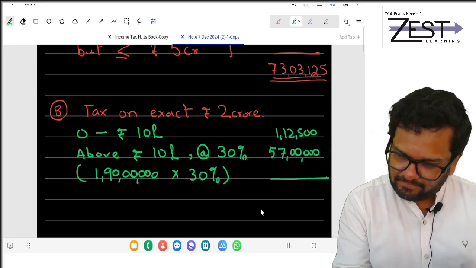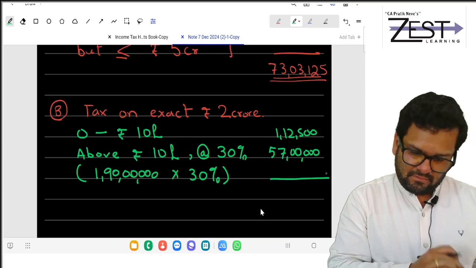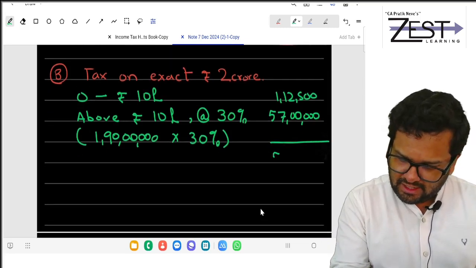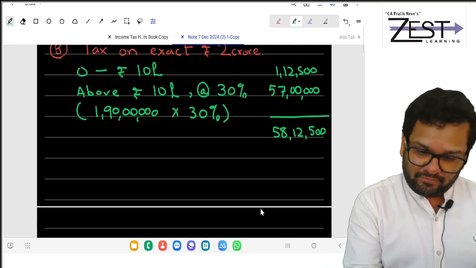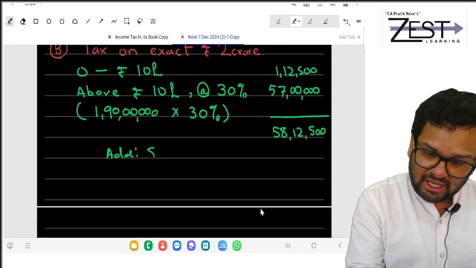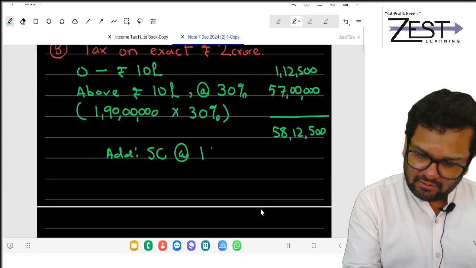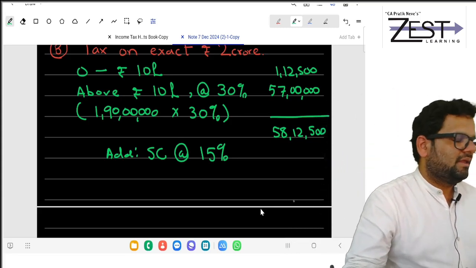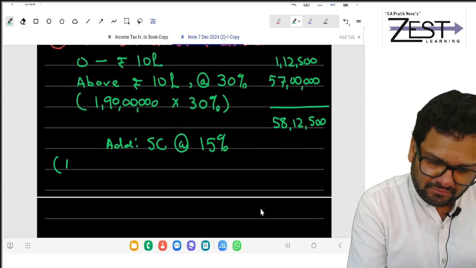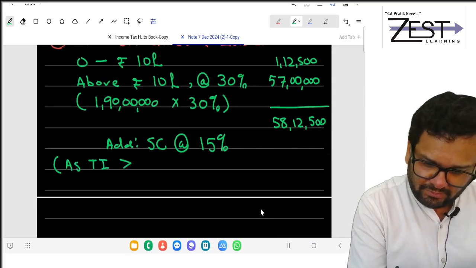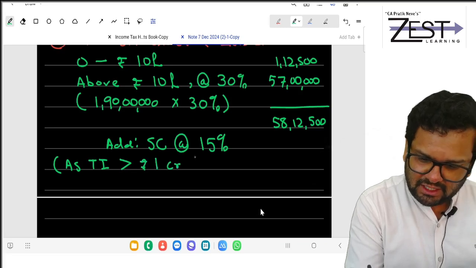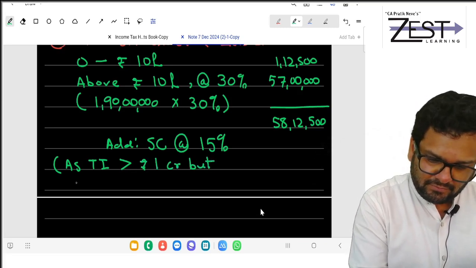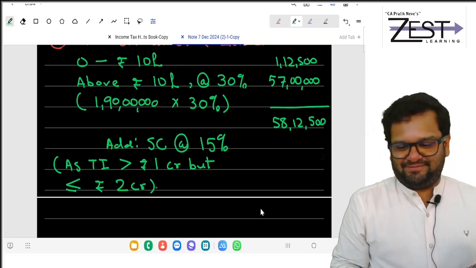57 lakhs. 58 lakh 12,500. But yes, surcharge at 15 or 10? 15. At 15. Why 15? Total income exceeds 1 CR, but is less than or equal to rupees 2 CR.